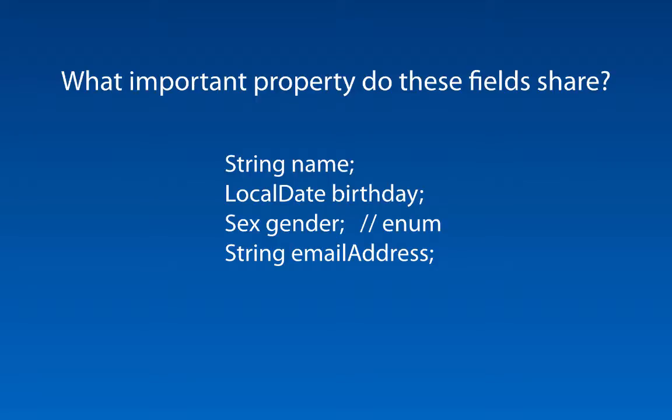Ready? Did you figure out what important property was common to all of these fields? Did you notice that they were all immutable? If you did, congratulations. String is immutable. LocalDate is immutable, even though the original Date class was not. And Sex, which is an enumeration type, is also immutable.